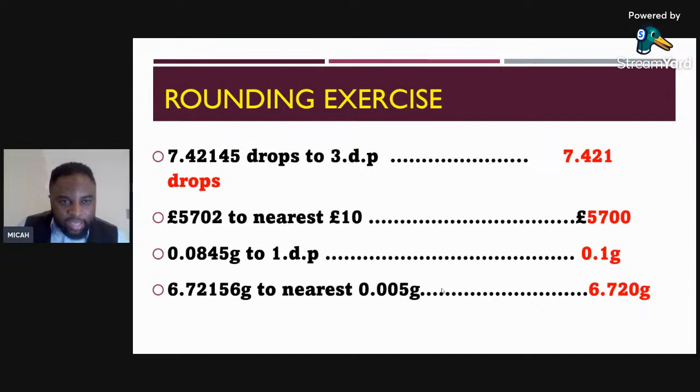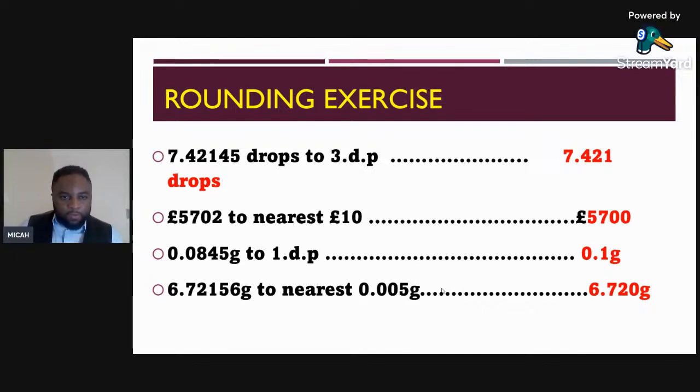The next one is round 5,702 pounds to the nearest 10 pounds. So the nearest 10 pounds is 5700, because that 2 is not up to 5, is it? If it was up to 5, then you round up to 10. But because it's not up to the halfway point, you leave it as 5700 to the nearest 10 pounds.